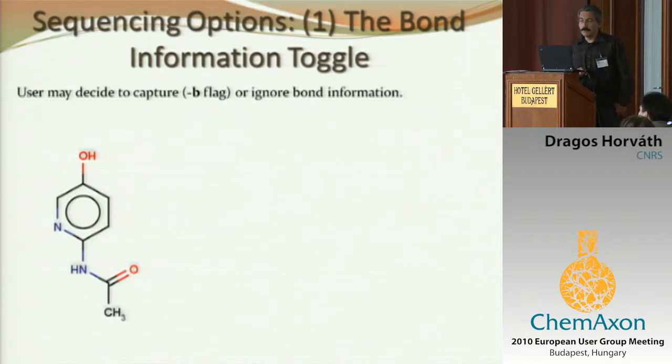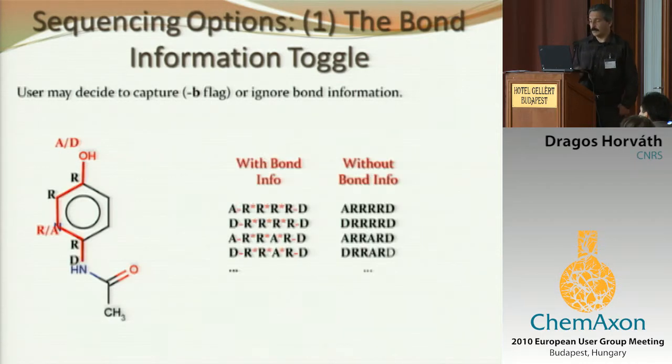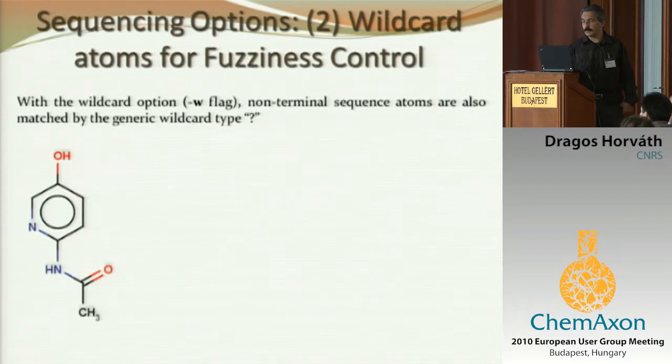Okay, there are certain options. One of them is the bond information toggle. If you set it on, then you monitor the bond types as well. If you set it off, it will be just a plain sequence without distinguishing single bonds from aromatic bonds from double bonds and so on.